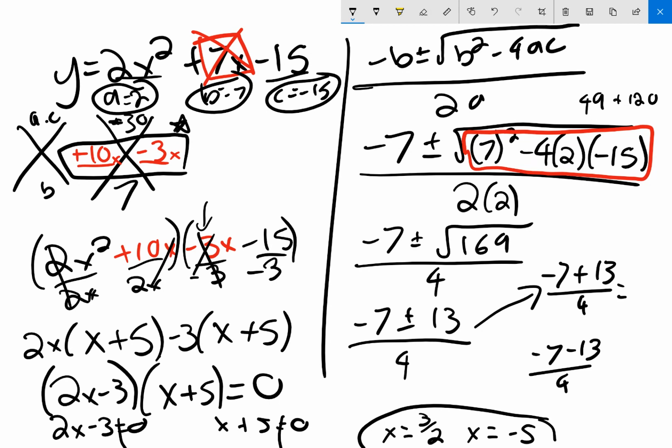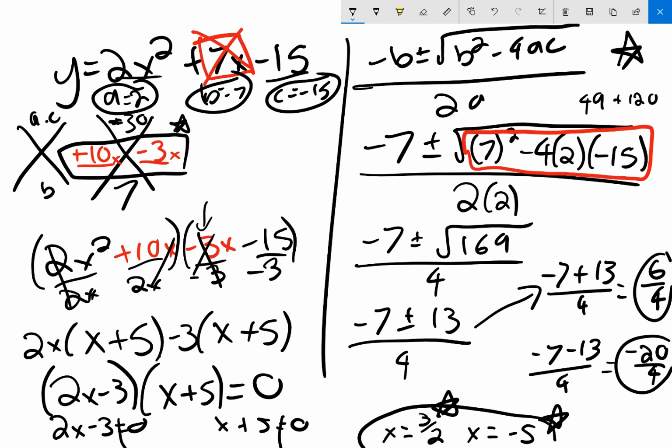So if you work these out, negative 7 plus 13 is 6, so you get 6 over 4. Negative 7 minus 13 is negative 20 over 4. Now, if you reduce 6 over 4, you get 3 halves. And if you simplify negative 20 divided by 4, you get negative 5. So it's the same answers as before. But you can choose whichever method you want to use. The quadratic formula is safer as long as you can multiply things correctly, but factoring is sometimes the more preferred and more efficient way to do things.